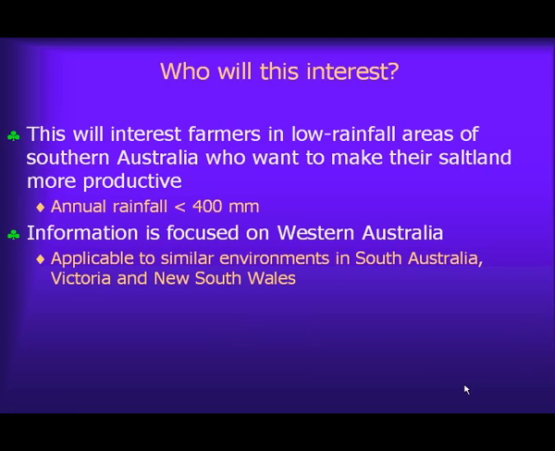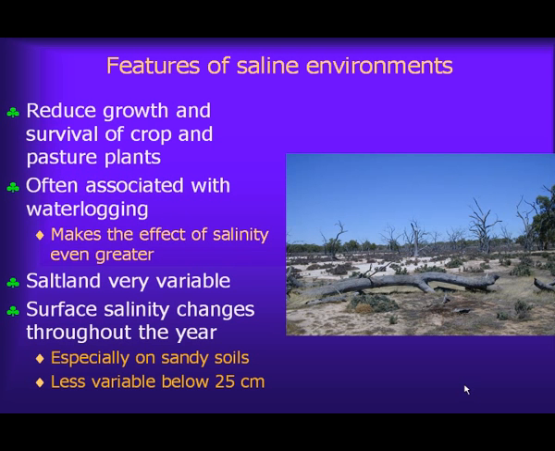So this presentation is likely to interest farmers in the low rainfall areas of southern Australia who want to make their saltland more productive, or even just to rehabilitate small areas of degraded land. So we're talking annual rainfall typically less than 400 millimetres. And although this information is focused on Western Australia, it's also applicable to similar environments in South Australia, Victoria and New South Wales.